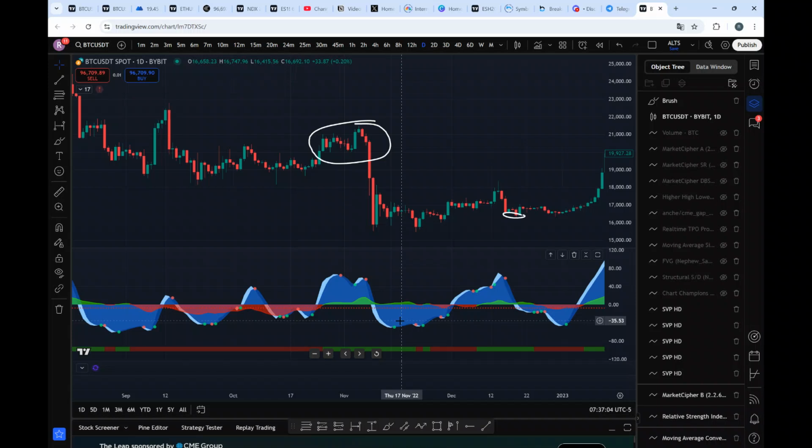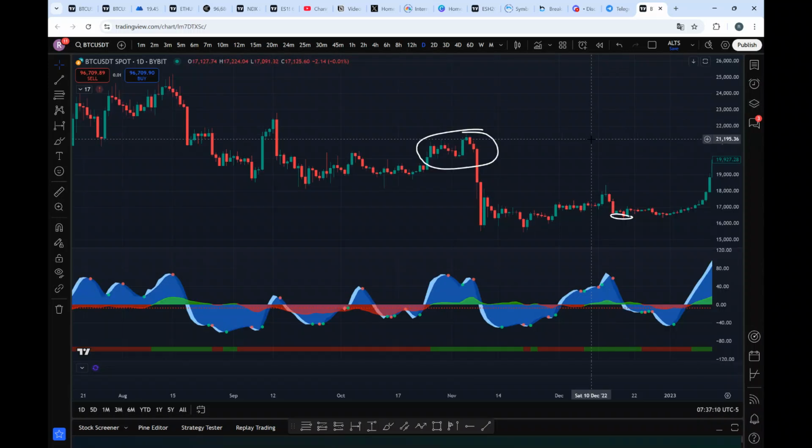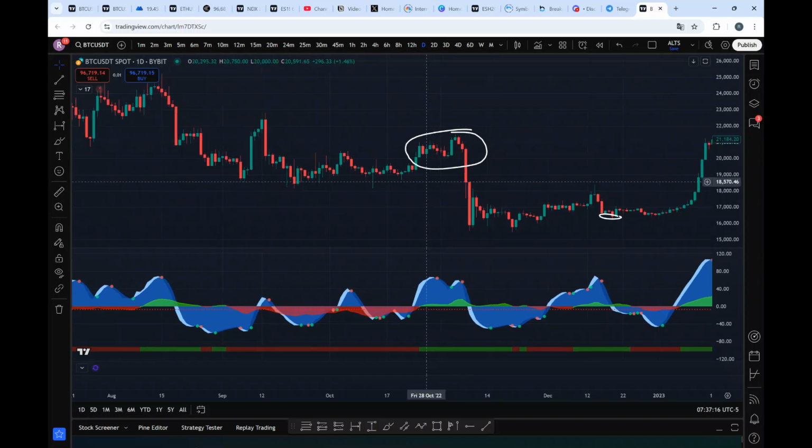The blue waves are the so-called momentum waves. They show the momentum of price. And the red and green is the money flow. Is money flowing in or out of the asset? Now we're going here to an example of Bitcoin. We're here on the daily, and we're going back all the way to 2022.